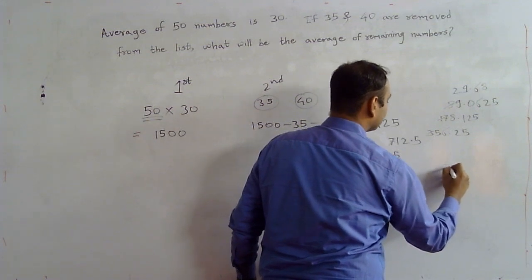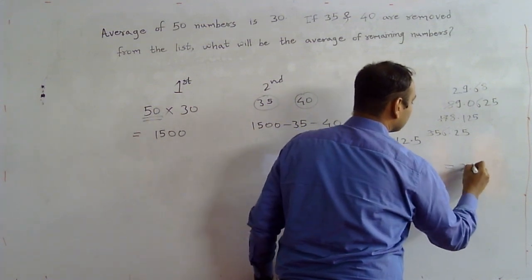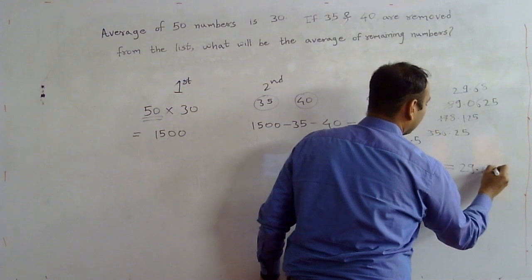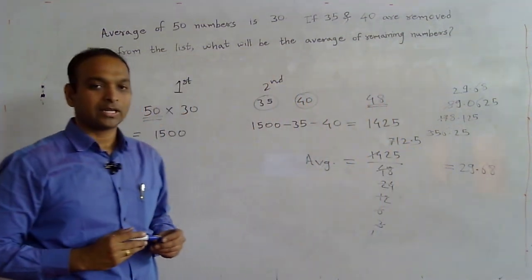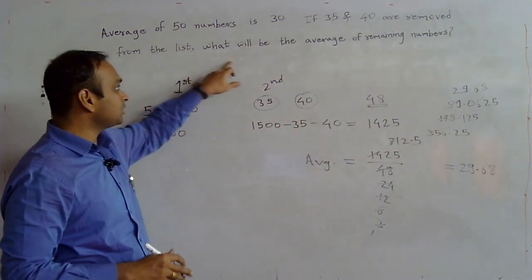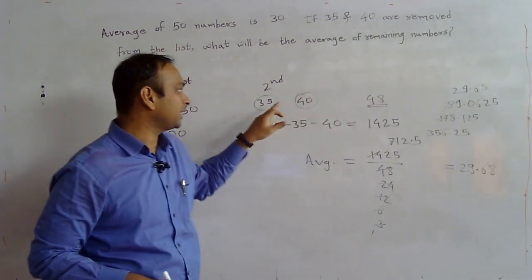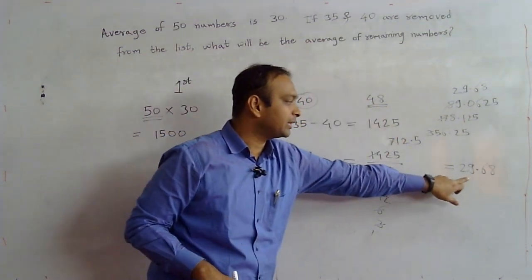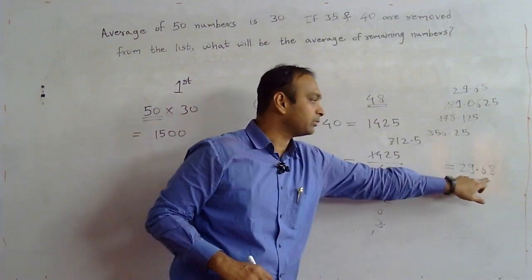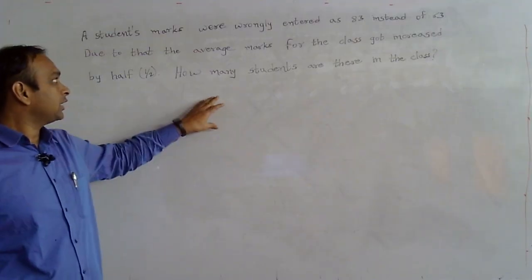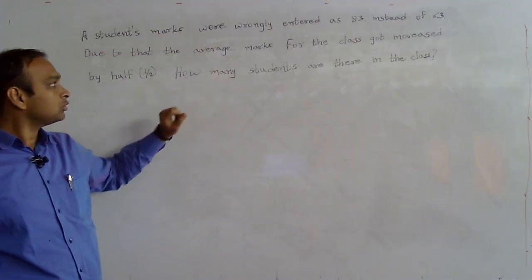So we can write this answer as 29.68. That is the final answer, which is the average of the remaining 48 numbers. Average of remaining 48 numbers is 29.68. Perfect answer. So here we have the last question of this video.